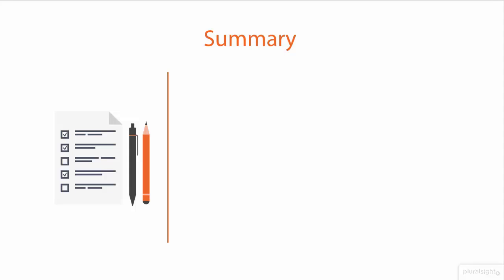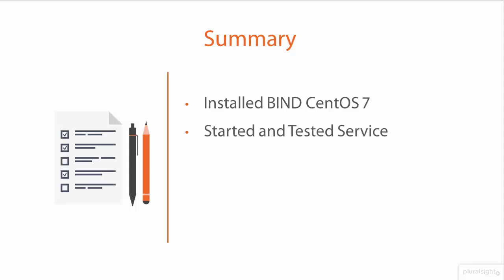So here we are again at the end of another module. And in this module we've looked at how we can install and configure Bind on our CentOS 7 host and investigated the differences between CentOS 7 Bind and Ubuntu 14.04 Bind. So yes, we saw that we could install this on CentOS 7.